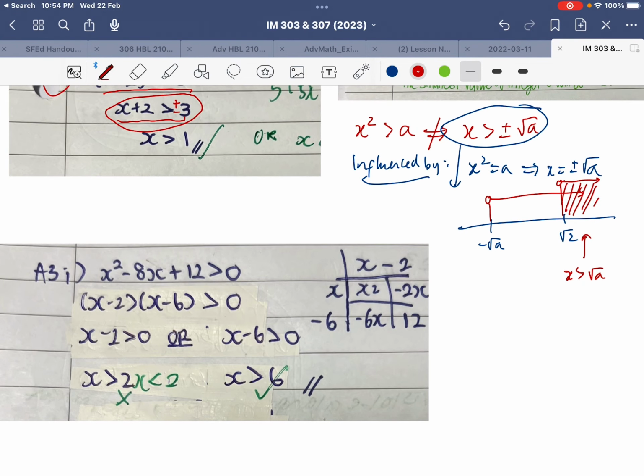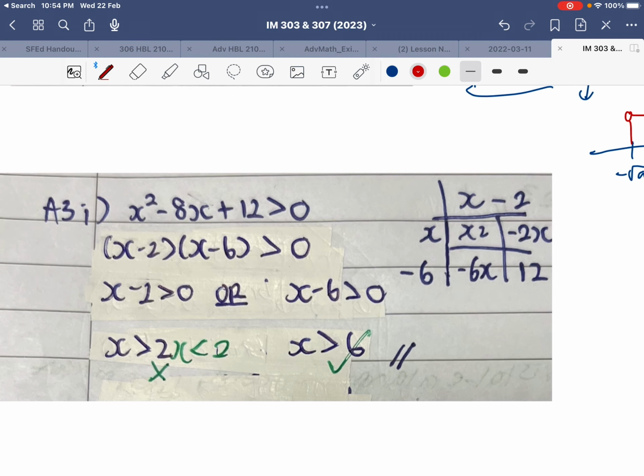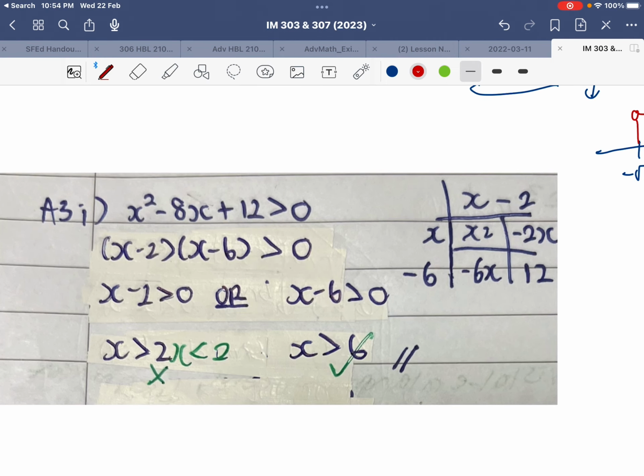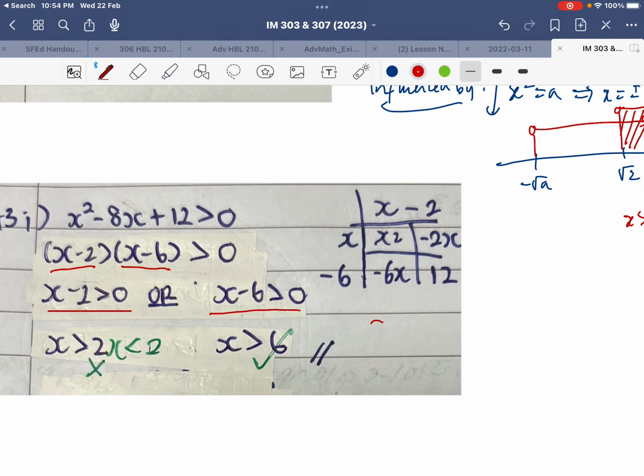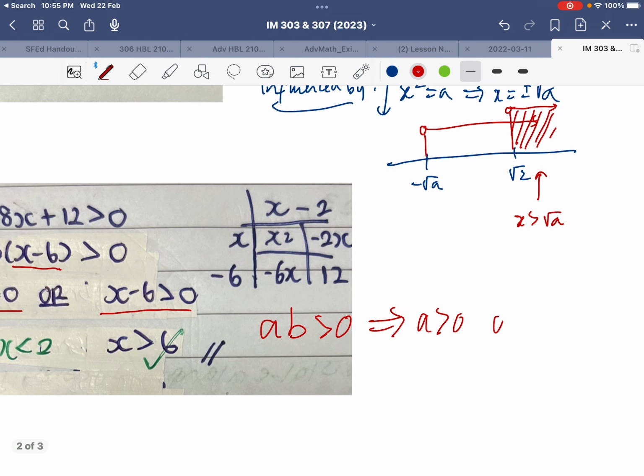The third misconception is this one. This is an example. You factorize, you get (x minus 2)(x minus 6) greater than 0. And then the conclusion is x minus 2 greater than 0 or x minus 6 greater than 0. In other words, the student thinks that if I have AB greater than 0, it means that A is bigger than 0 or B is bigger than 0. Again, this one is wrong.